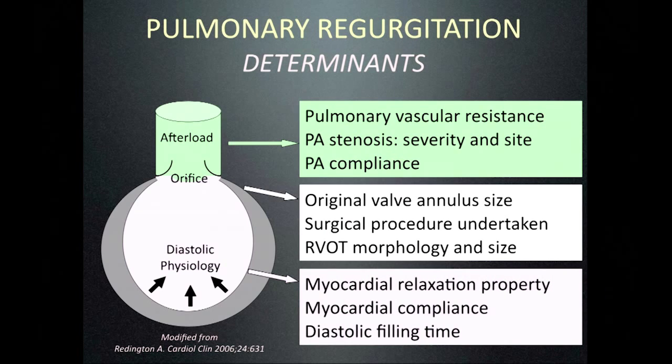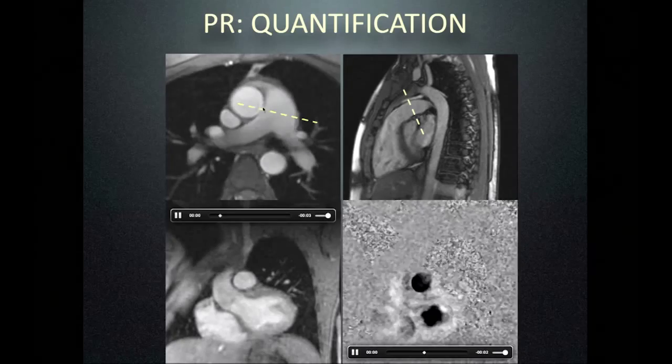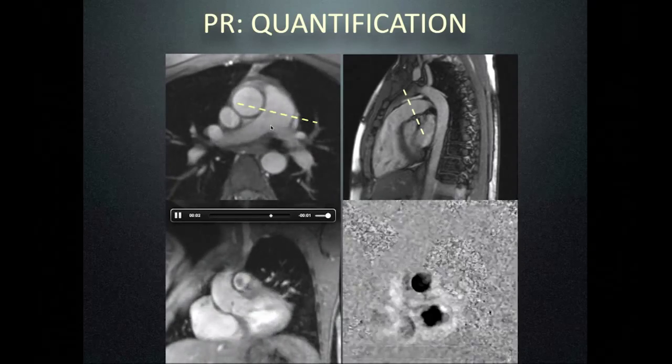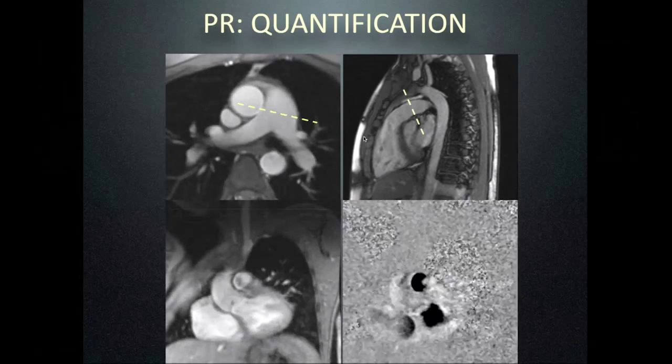In addition, pulmonary regurgitation will change according to the myocardial relaxation property and myocardial compliance, and also the time the right ventricle provides for the diastolic filling. So how do we quantify with MR? Looking at the main pulmonary artery in axial view and sagittal view, we make the cross section.